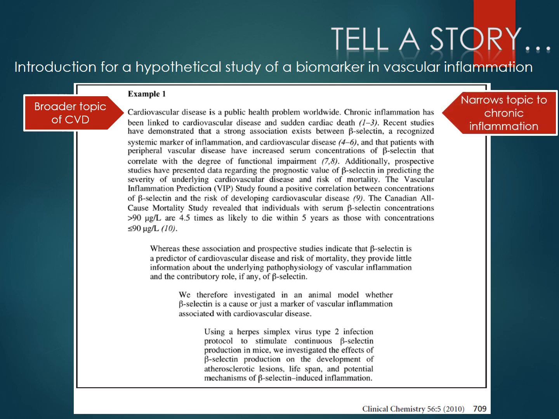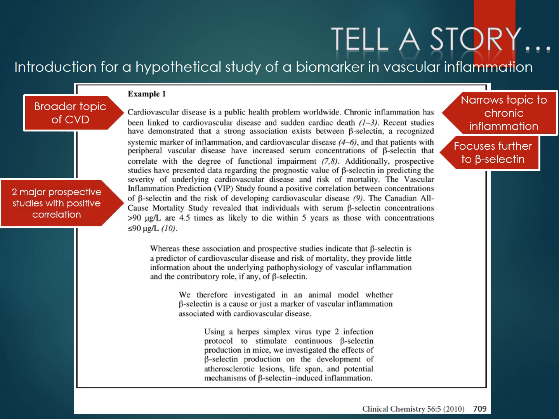Already the second sentence narrows the topic to chronic inflammation, which is linked to cardiovascular disease. And this is followed by a sentence that further focuses the topic to beta-selectin, a marker of inflammation that is increased in the serum of patients with peripheral vascular disease. The introduction next emphasizes that 2 major prospective studies have found a positive correlation between beta-selectin and actual cardiovascular risk. So the first paragraph has provided background information and known information from citable work, all the way demonstrating to the reader the importance of beta-selectin as a subject of research.